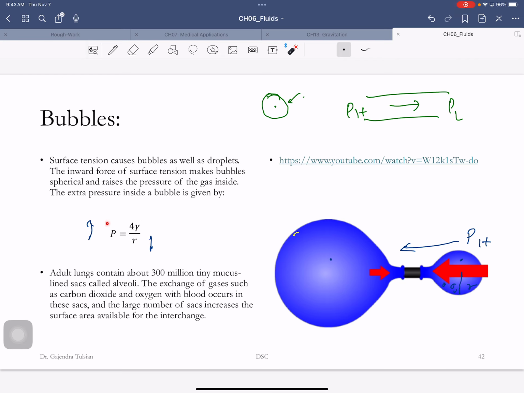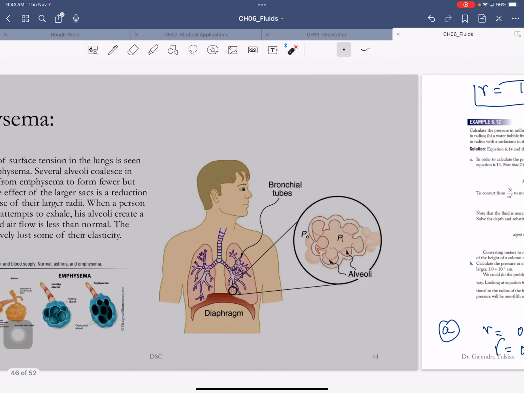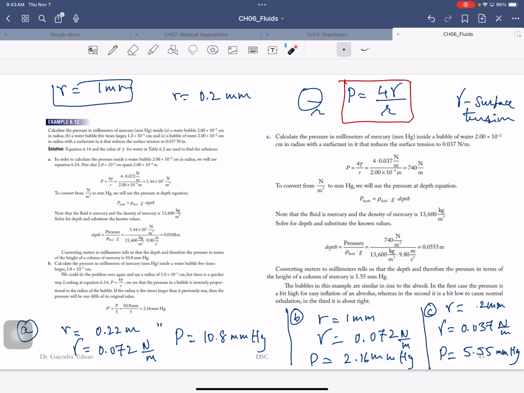Before we talk about how breathing works, we'll remember this formula, and let me solve this problem before we come back to it. We'll calculate that extra pressure. The extra pressure is 4 gamma, the surface tension, divided by the radius of the bubble. R is the radius of the bubble. So calculate the pressure in millimeters of mercury.